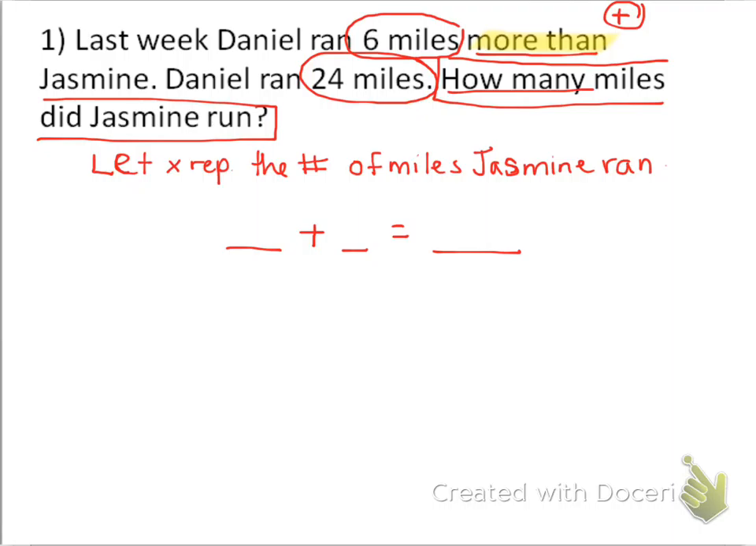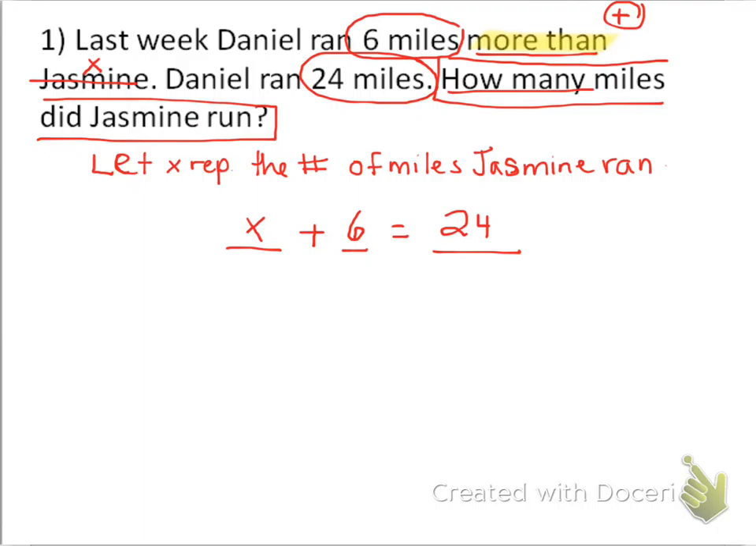So now we've said let x represent the number of miles Jasmine ran. So wherever it says the number, this part right here where it says Jasmine, we can represent that with an x, because we said that x represents the number of miles that she ran. So how we write this as an equation, 6 miles more than x. How would I write that? I would write that as x plus 6. And x plus 6 has to be equal to 24.